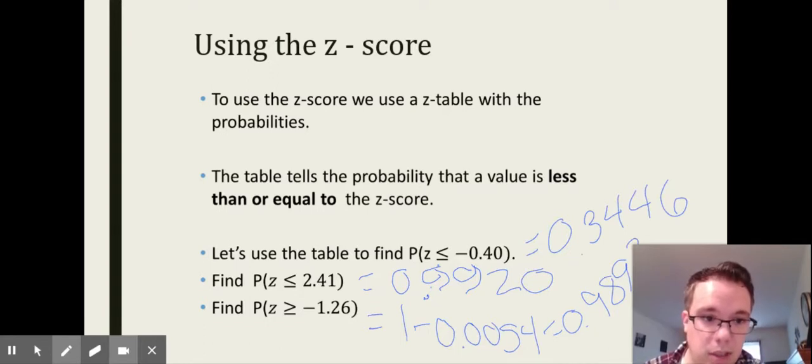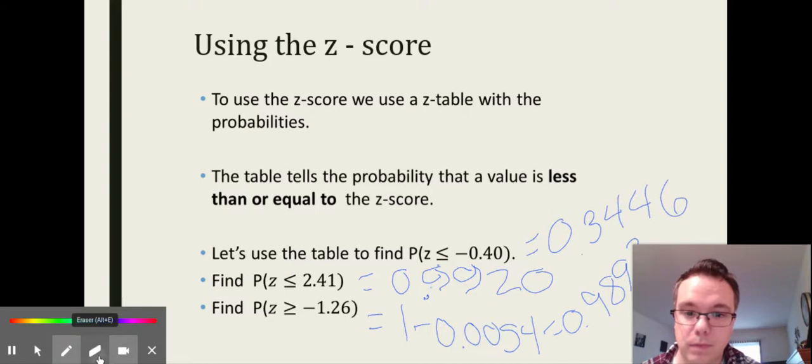So that is just using the z-tables to find probabilities of random numbers. What we're going to do next is we're going to do an example that actually uses numbers and a meaningful mean and a meaningful standard deviation.